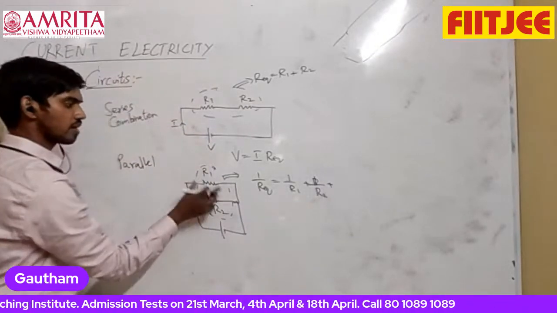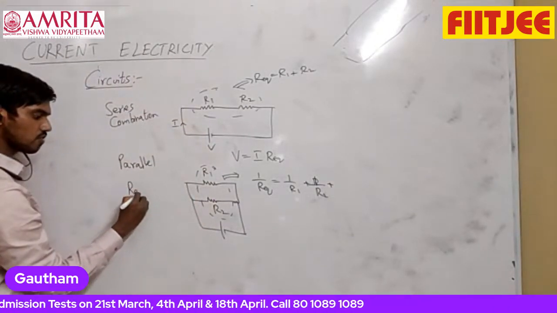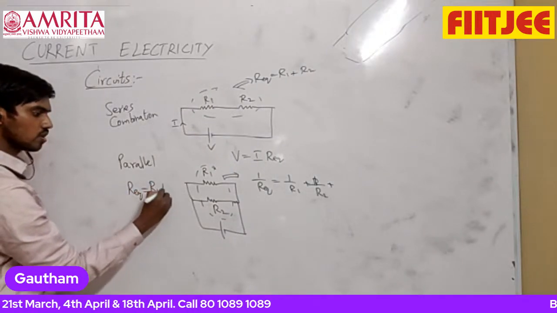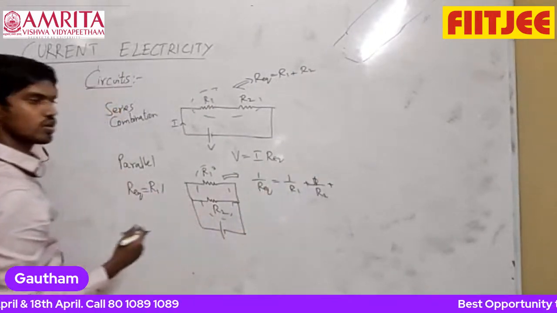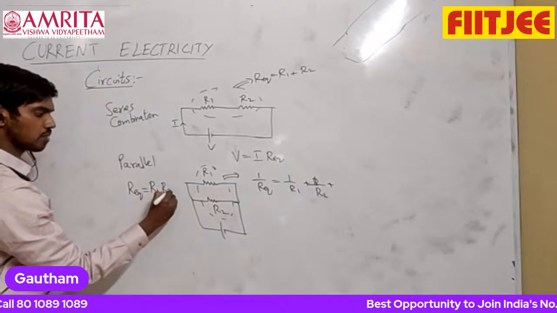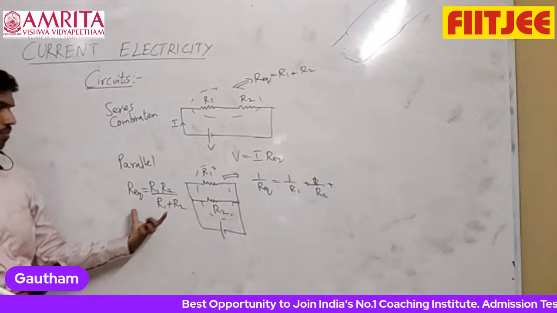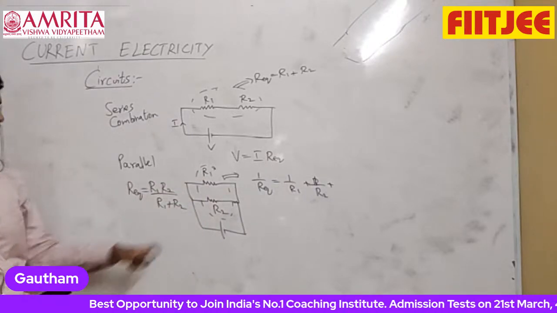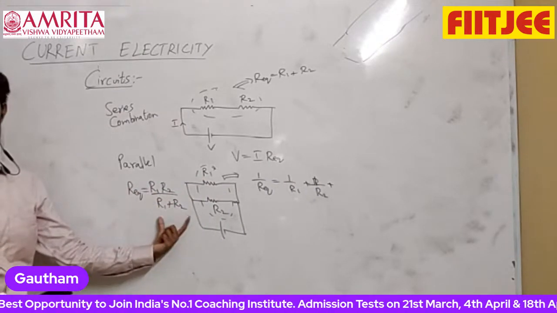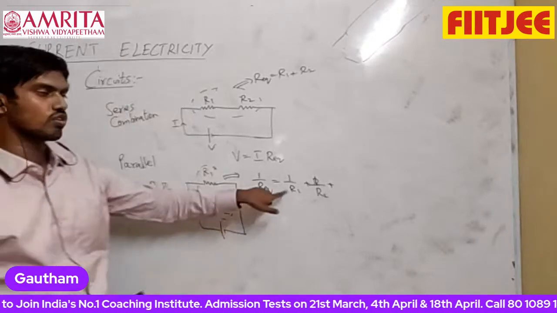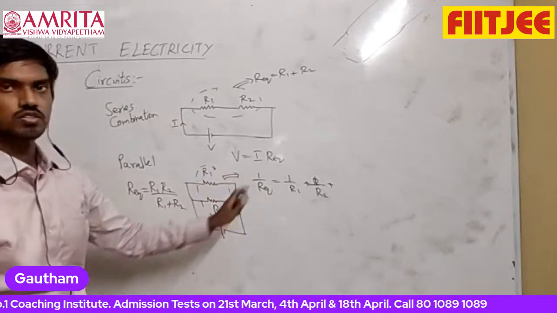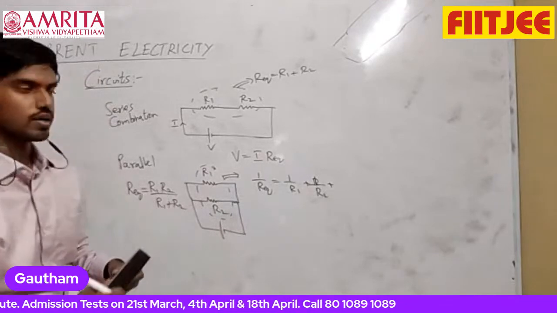For two resistors in parallel, there is a short formula which is useful in most cases. If you solve this, you will get R equivalent as product by sum, R1 R2 by R1 plus R2. This can be used to directly find the effective resistance if there are only two resistors. If there are three or more resistors, go with the general formula: 1 by R equivalent is the sum of 1 by R.